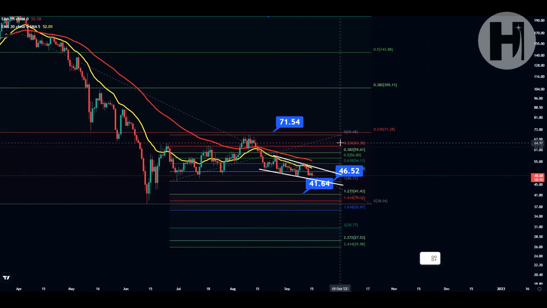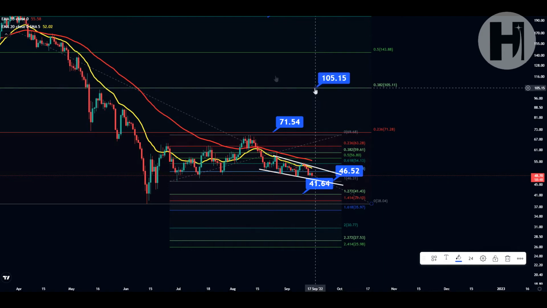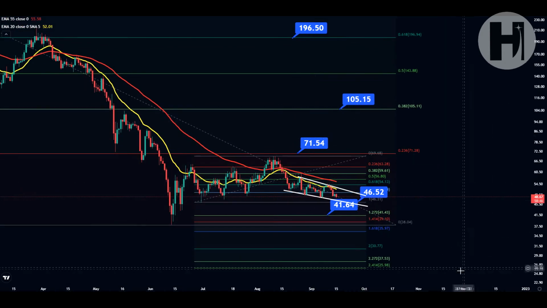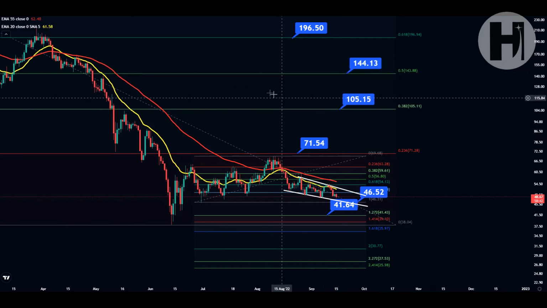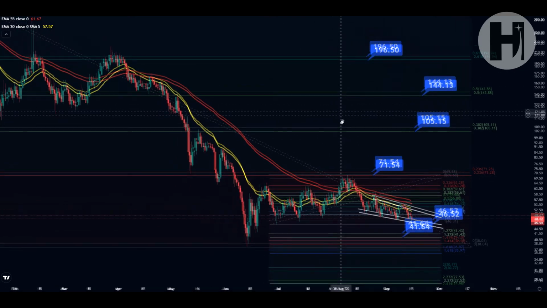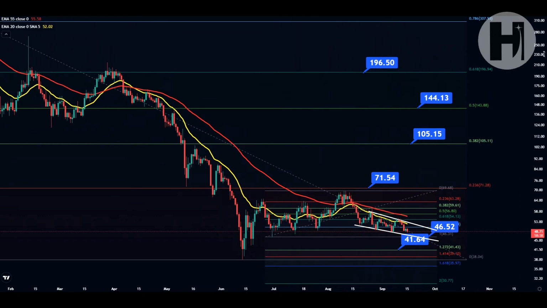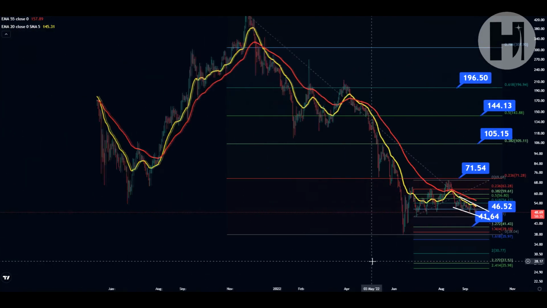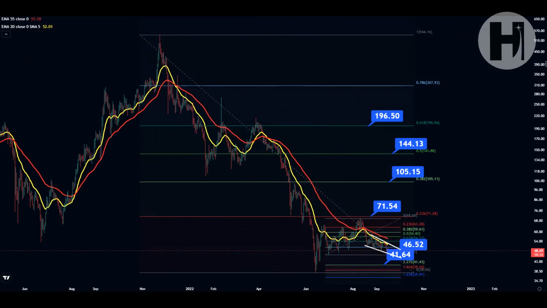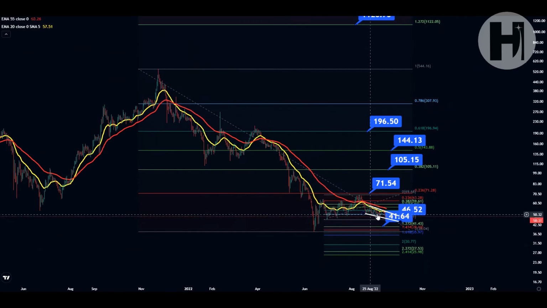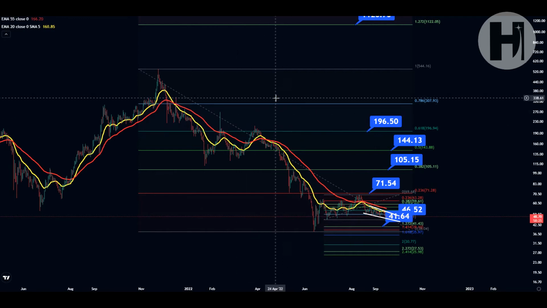Your next major resistance level is going to be the 0.382 on the Fibonacci retracement. That is $105. After that, you have the 0.5 at $144, and obviously the golden ratio at $196. The golden ratio of the larger Fibonacci retracement is actually far more important than the golden ratio of the smaller one, because obviously the larger the Fib retracement, the more important it really is.